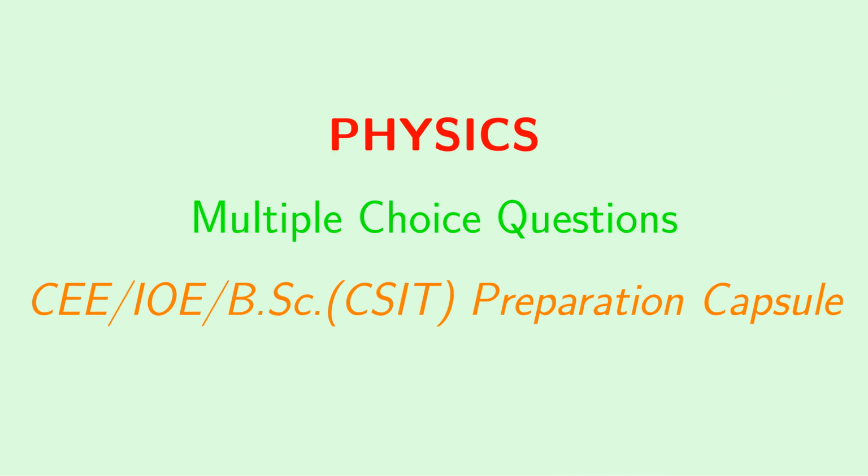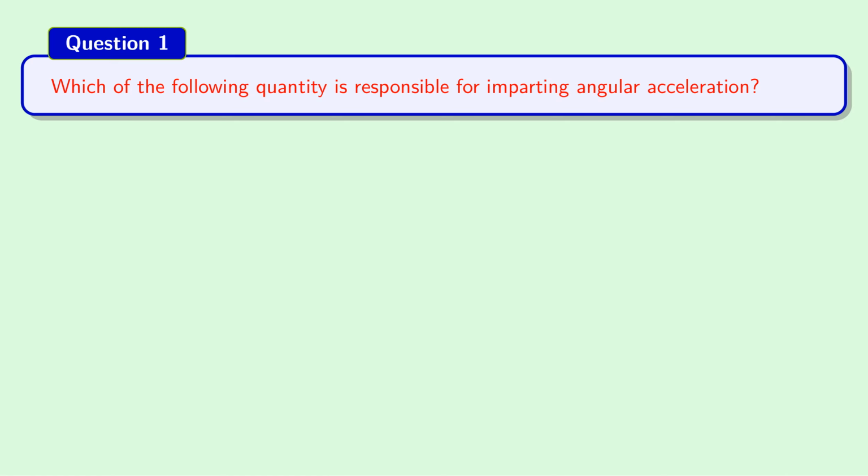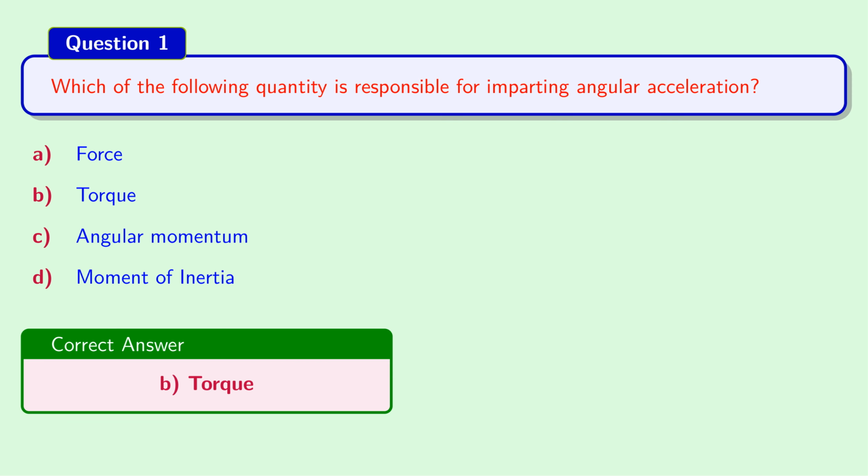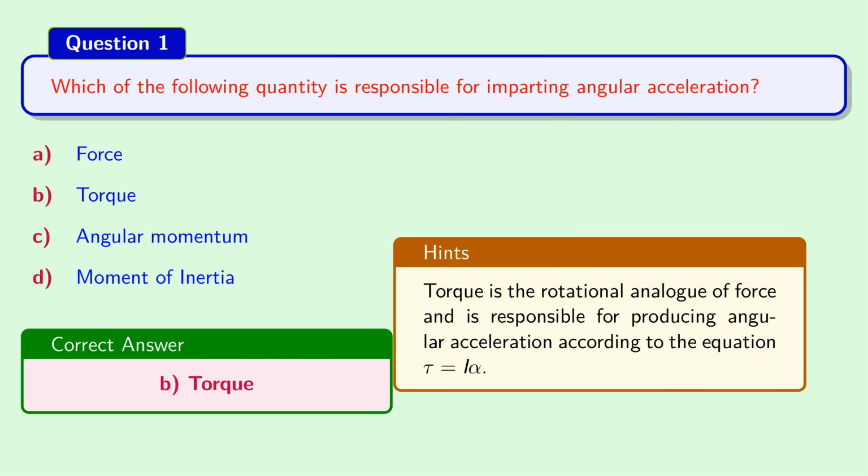Preparation capsule. Question 1. Which of the following quantity is responsible for imparting angular acceleration? The four options are as given: A. Force, B. Torque, C. Angular momentum, D. Moment of inertia. Correct answer is option B, Torque. Quick tip for this question.